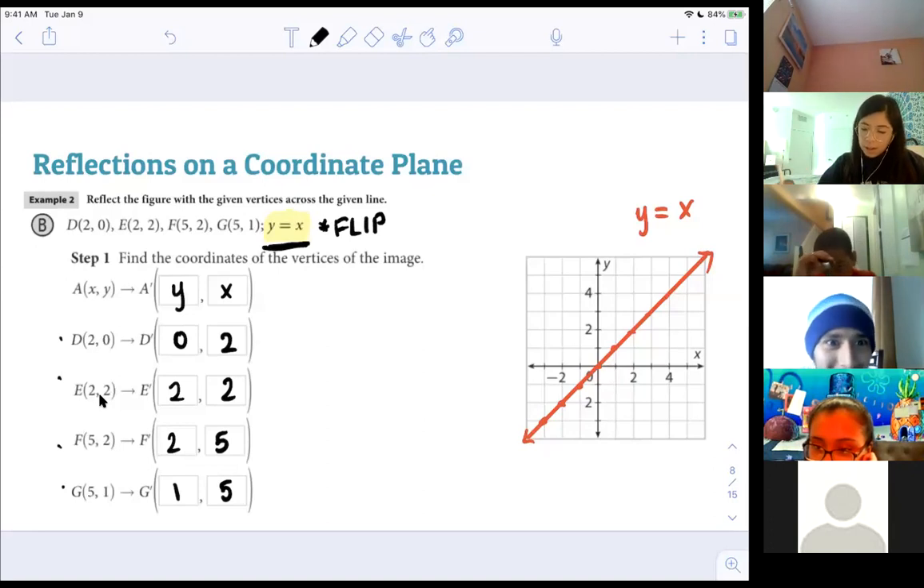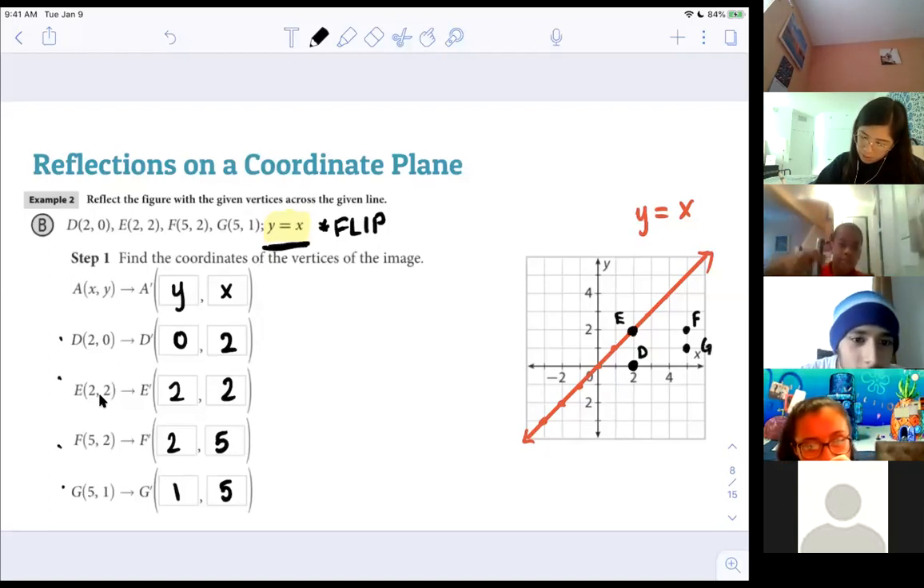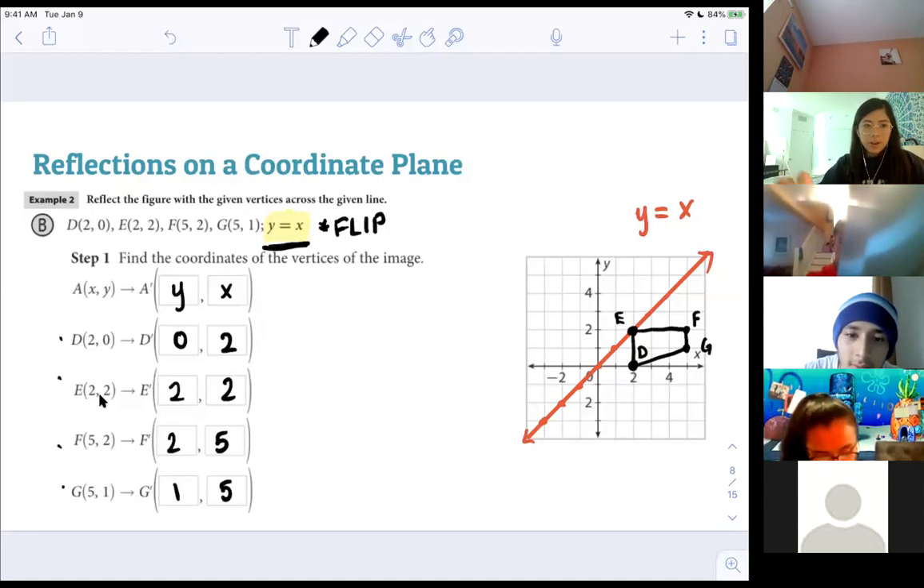All right. Now I'm going to draw my two figures, starting with the pre-image. I have 2 comma 0, 2 comma 2, 5 comma 2, and 5 comma 1. There we go. And now I'm going to draw my image.